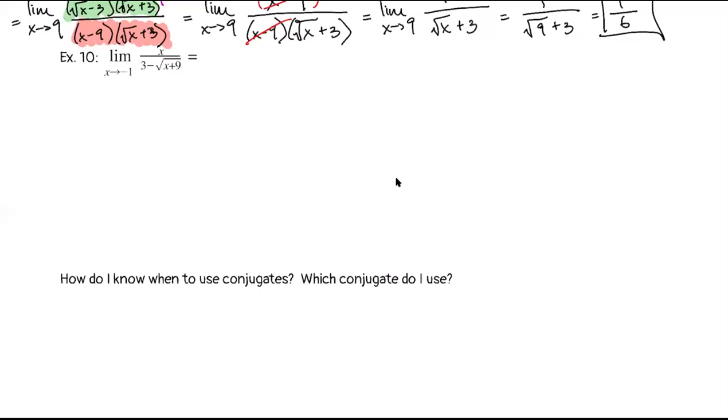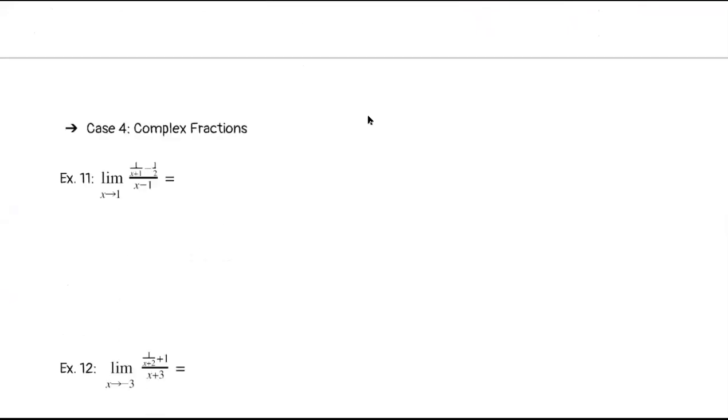All right, how do I know when to use the conjugates? How do I know when I should factor versus when I should use conjugates? And which conjugate do I use? These are questions to think about as you're trying the problems. How do you know when to do what? So on that note, let's move on to this last case, which is case 4, complex fraction.